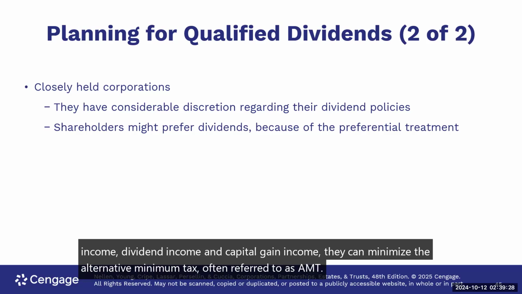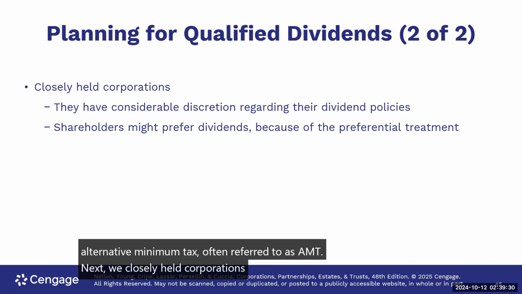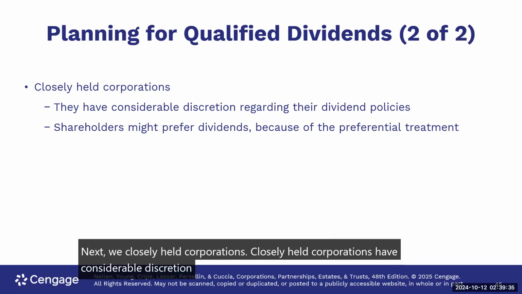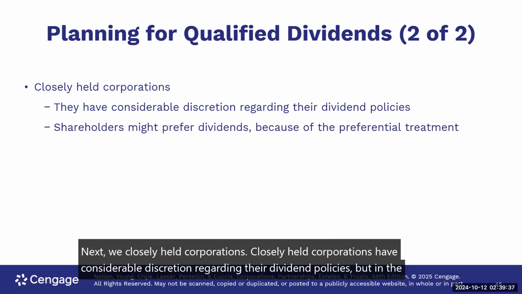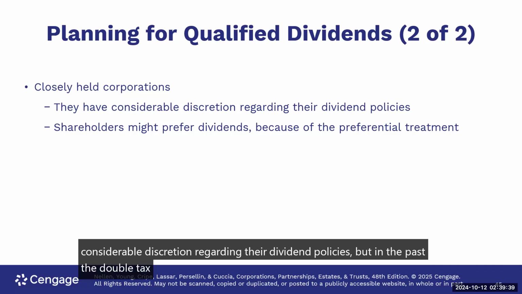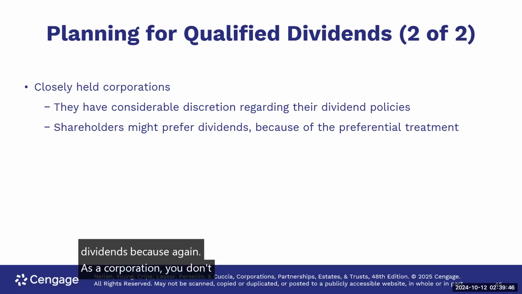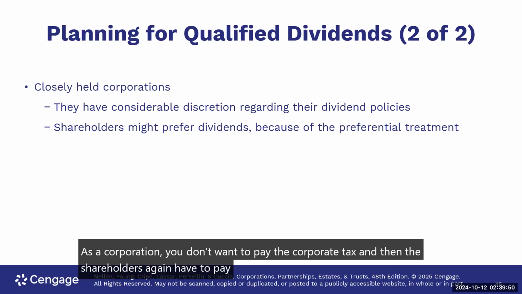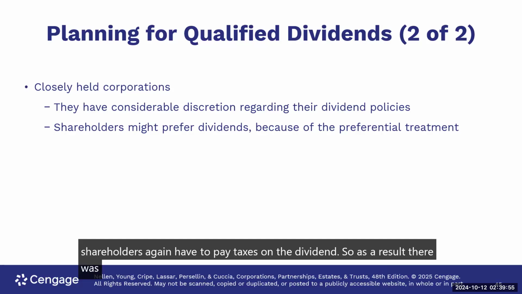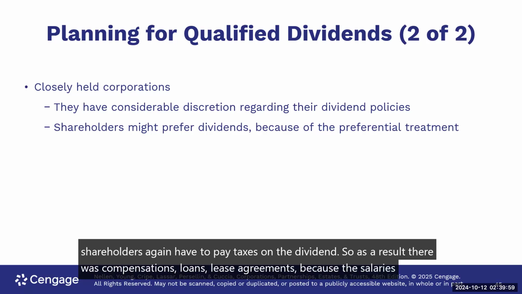Next, with closely held corporations. Closely held corporations have considerable discretion regarding their dividend policies, but in the past, the double tax result provided strong motivation to avoid payment of any dividends, because as a corporation, you don't want to pay the corporate tax, and then the shareholders again have to pay taxes on the dividends. So as a result, there were compensation, loans, and lease agreements, because salaries, interest, and rent are deductible.